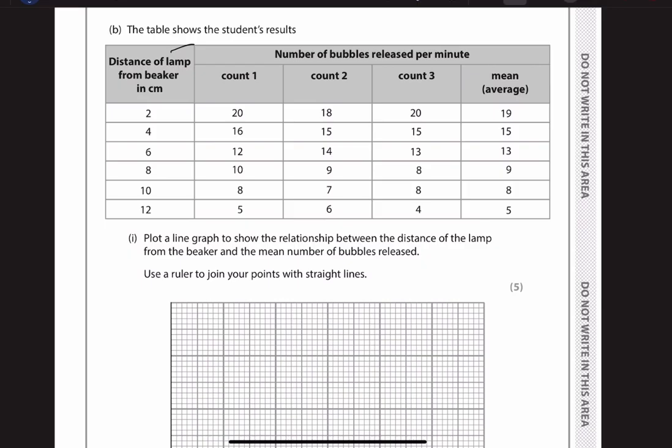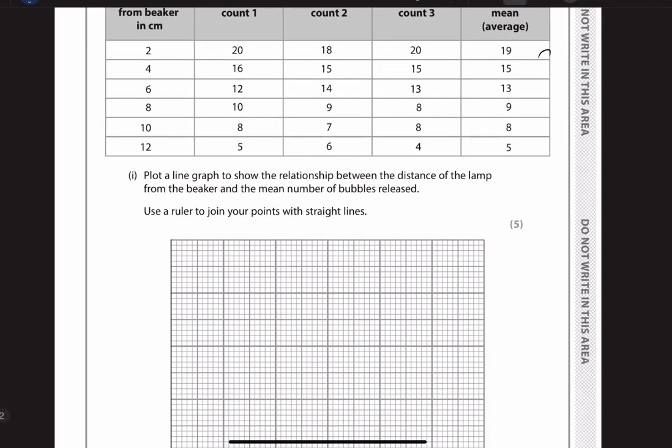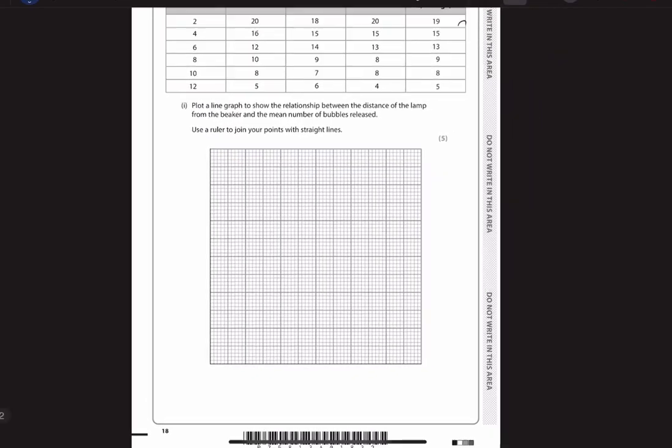Okay, just plot the points they give you. They gave you the mean already, so essentially you're basically just plotting the points and then drawing a line together with a ruler. It's not too hard. You guys can do it.